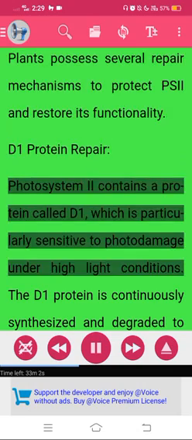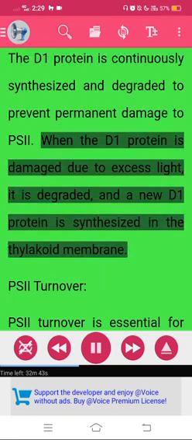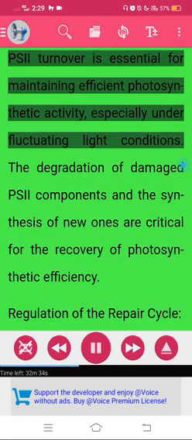D1 protein repair. Photosystem 2 contains a protein called D1, which is particularly sensitive to photodamage under high light conditions. The D1 protein is continuously synthesized and degraded to prevent permanent damage to PSII. When the D1 protein is damaged due to excess light, it is degraded, and a new D1 protein is synthesized in the thylakoid membrane.